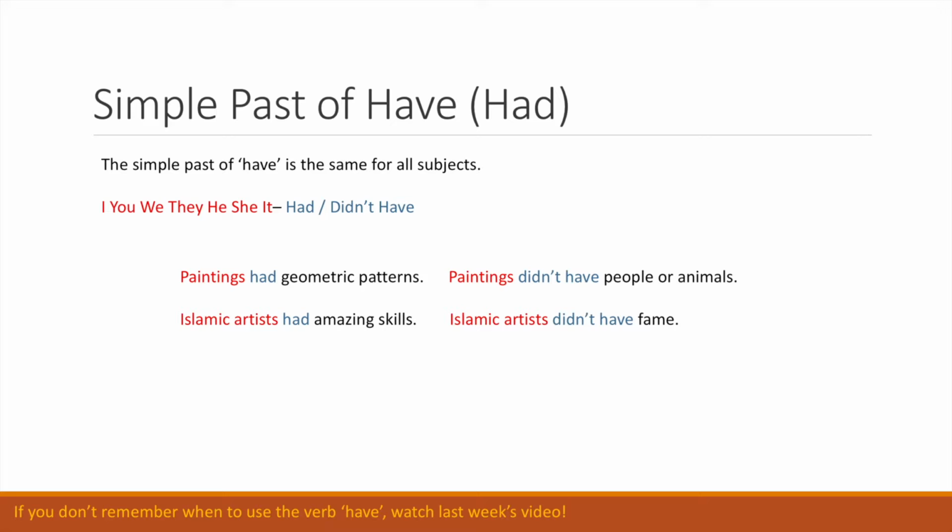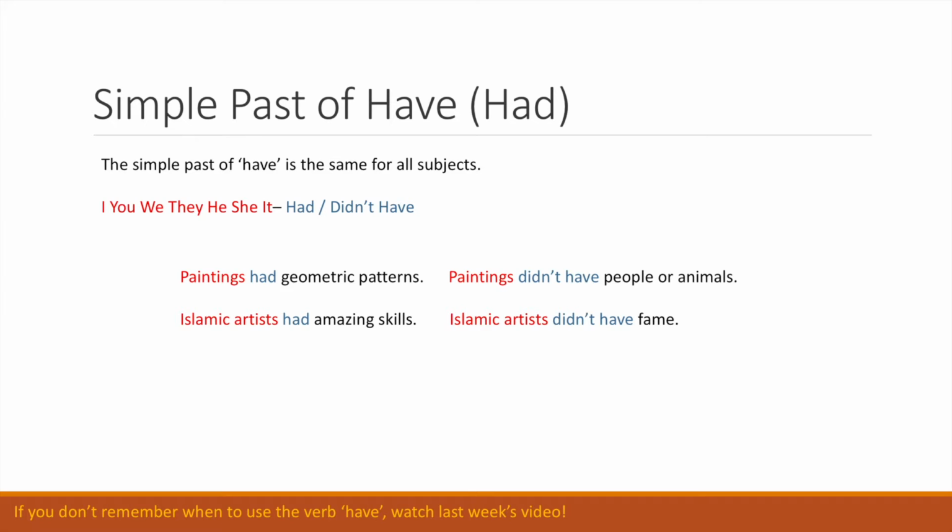The simple past of have is always had. For all subjects, we use had. For example, paintings had geometric patterns. Paintings didn't have people or animals. You'll notice in the second sentence, in the negative, we indicate the past using did and the negative not.